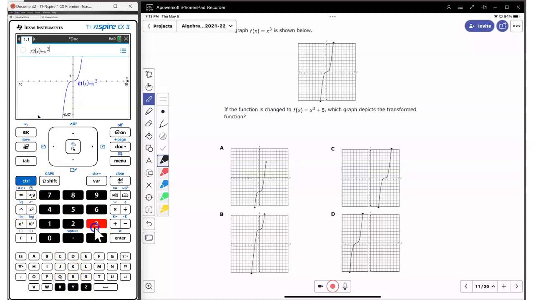And I know you guys know your transformation rules. Plus 5 means that the graph will go up 5 units. So your answer is not going to go to the right. It's not going to go to the left. Your answer is B.